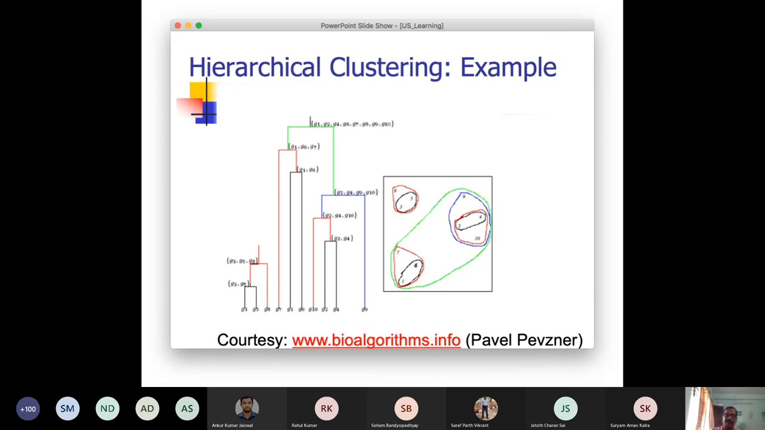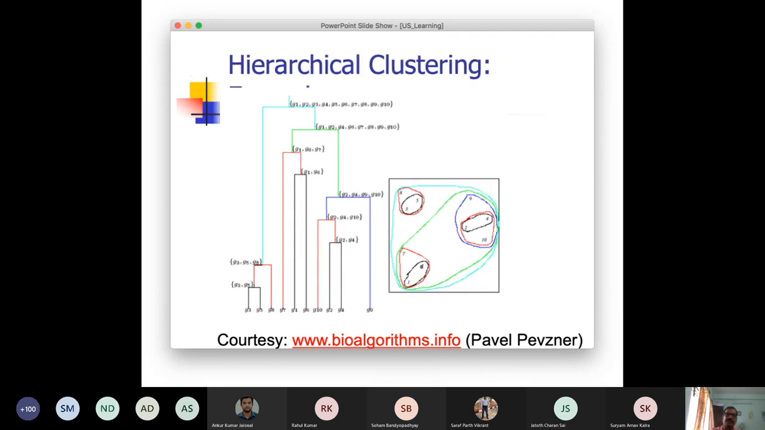As you can see, every point, every merging creates a node, and you just carry on merging until you go to the root. So this is one simple example of hierarchical clustering.